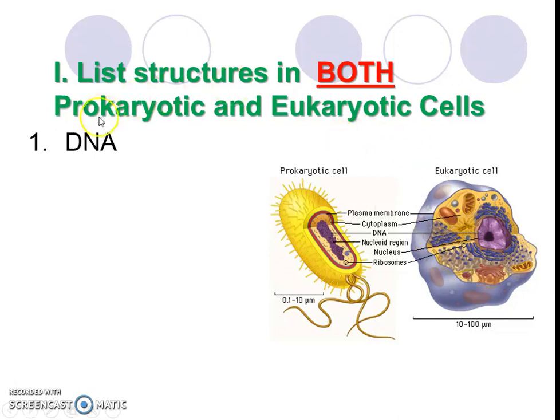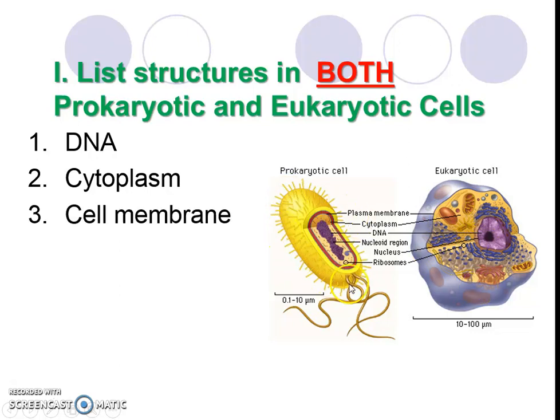Well, they both have DNA. In this one, it's the stringy stuff, and that is the same thing as within this nucleus here. But there's actually no nucleus in the prokaryotic cell. They both have cytoplasm, which is this jelly-like substance around all of those crazy cell parts. And they both have the outer coating called the cell membrane.